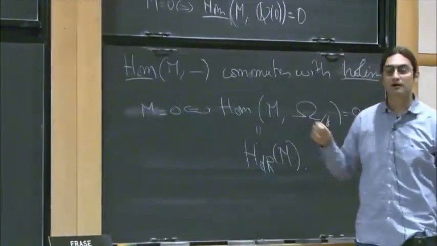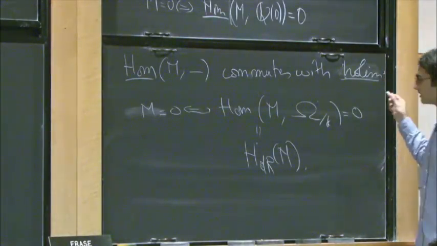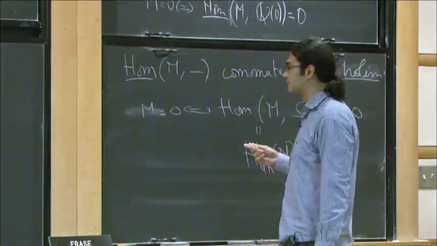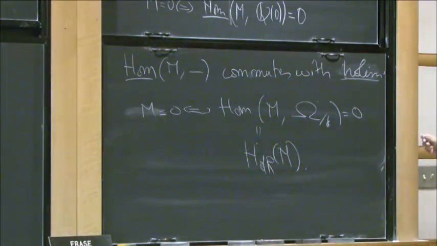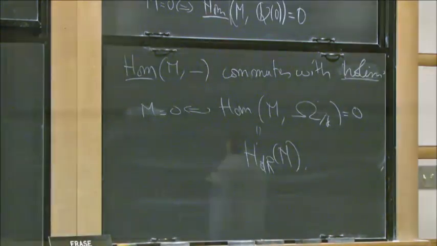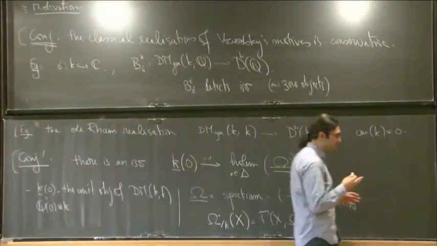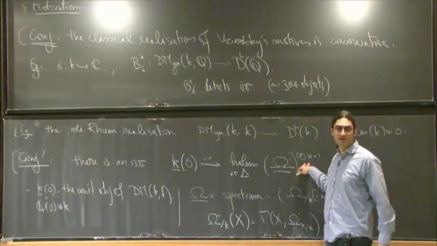So I said it, the homotopy limit commutes with internal Hom. I mean, the point is that there is an implication, which is, if you assume that you have this, and that you know that the de Rham cohomology is zero, then you can compute this term, and you get zero.